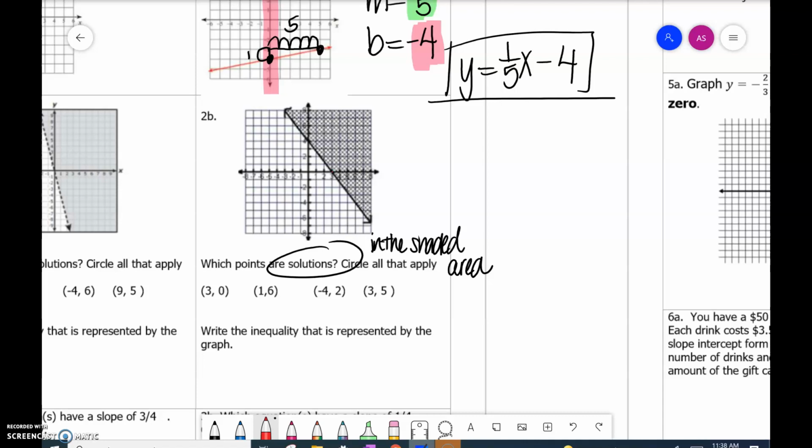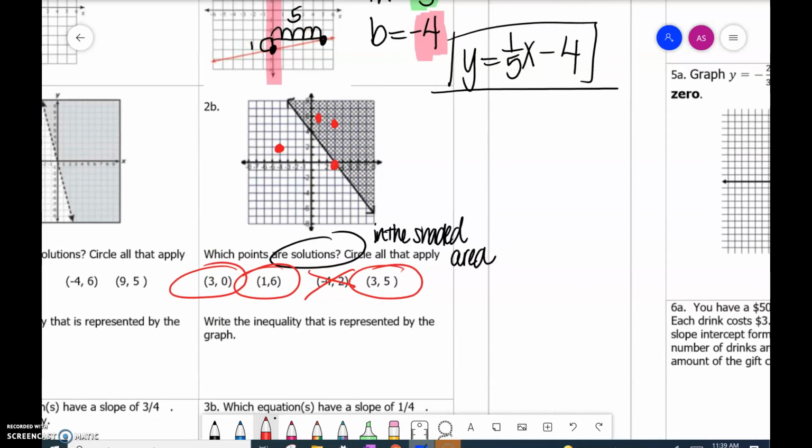So I have 3, 0, which is here. So it falls right on that solid line. So it's equal to, so that's going to be one of my solutions. I have 1, 6. It's in the shaded area, so it's a solution. Then let's go to -4, 2, which is here. So we see that that's not in the shaded area, so I'm going to cross that out. And we have 3, 5, which is in the shaded area, so that is a solution there. So you have 3 solutions for this problem.